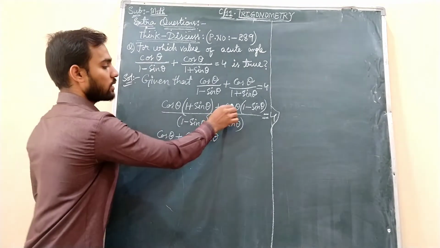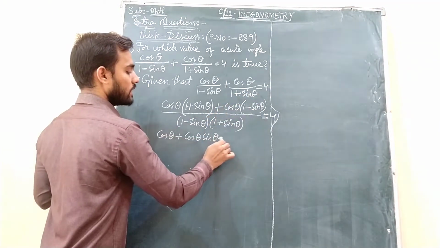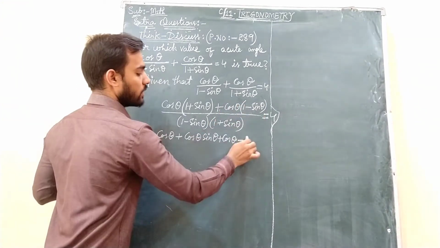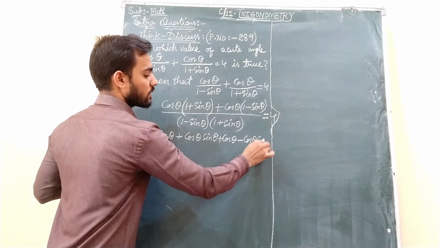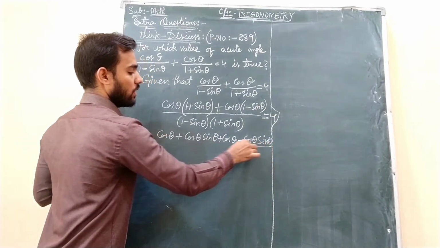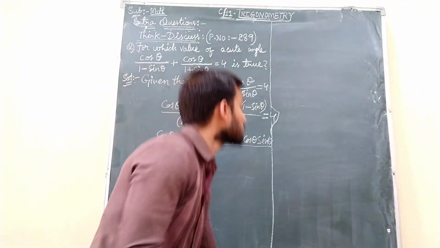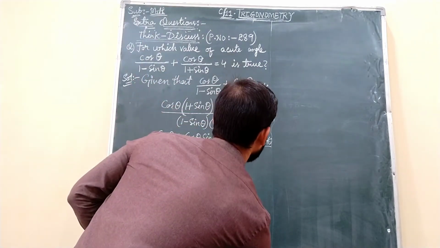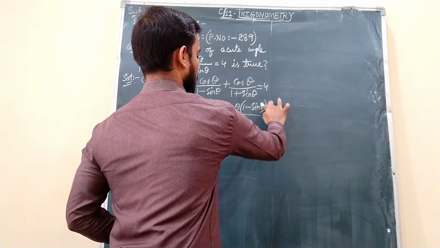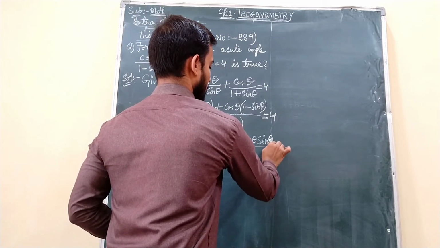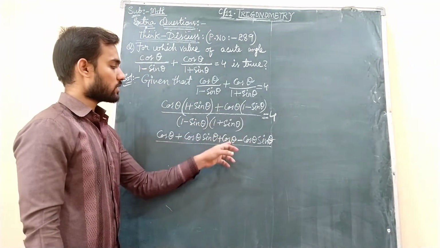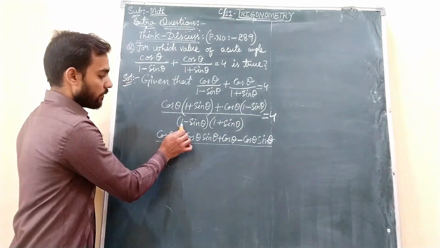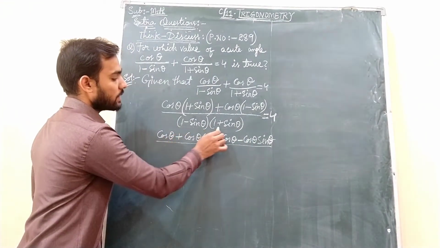Okay. Similarly, here also this gets multiplied with them. Cos theta into 1 is cos theta, plus into minus, minus cos theta into sin theta is minus cos theta sin theta, whole divided by, the denominator. When you see the denominator, it is like (a minus b) into (a plus b) form.